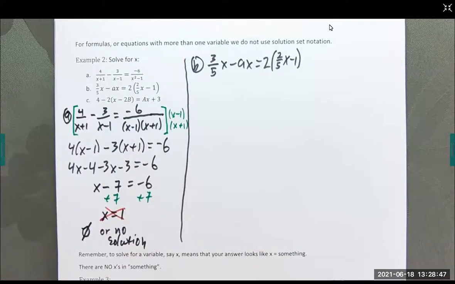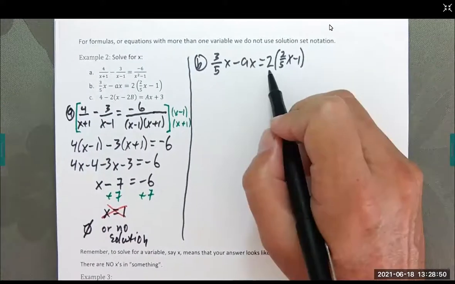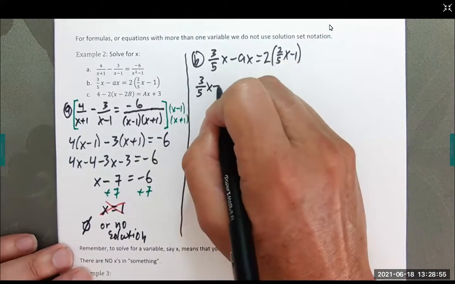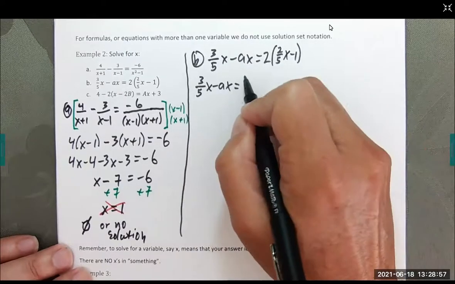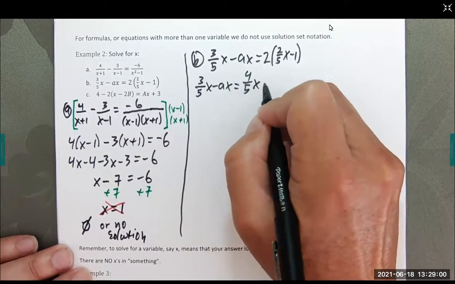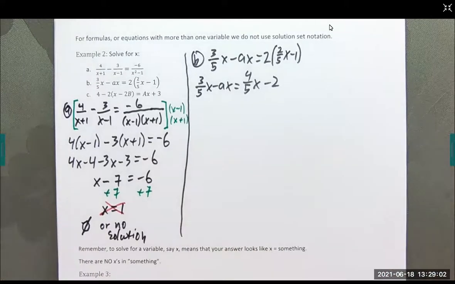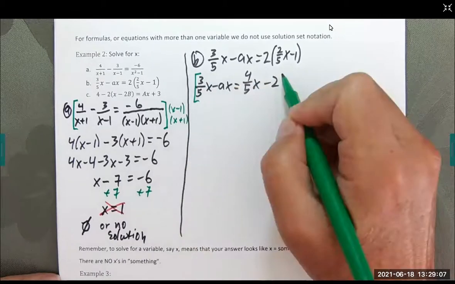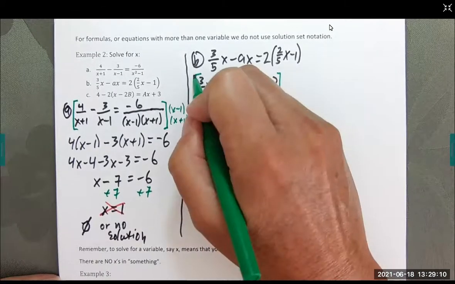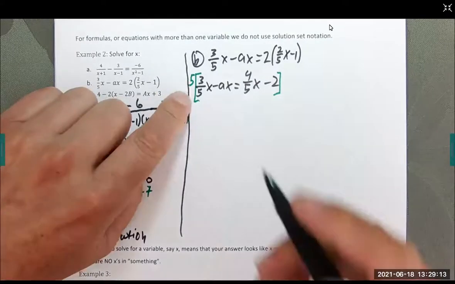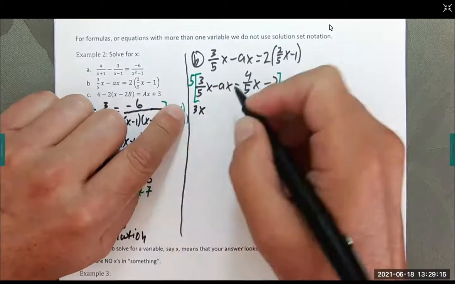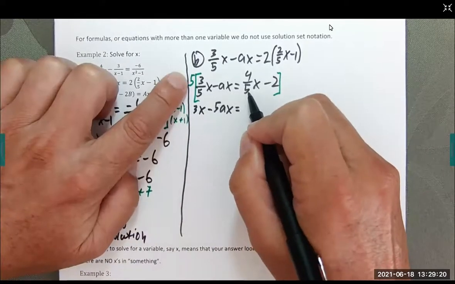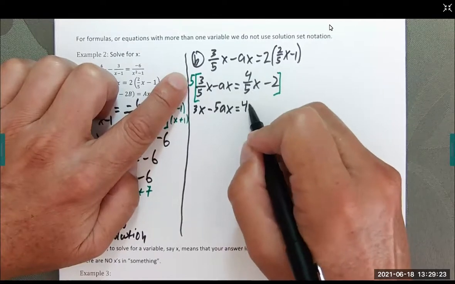Okay, I'm going to go ahead and distribute that 2 first. And then I'm going to multiply through by the LCD, which in this case is 5. And that will knock out that 5 there. So we just have 3x minus 5ax equals, the 5's reduce here, I'm just left with 4x. 5 times negative 2 is negative 10.